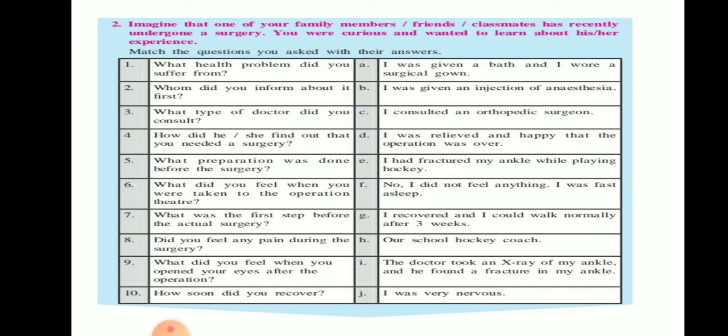Another question you ask your friend is, whom did you inform about it first? So it comes to point H, our school hockey coach. So whom did I inform? I informed the hockey coach. The last one I'll see is, what type of doctor did you consult? Now, if you have fractured, which doctor should you go for? I consulted an orthopedic surgeon. So, children, rest of the things, enjoy doing it on your own. Moving towards the next slide.